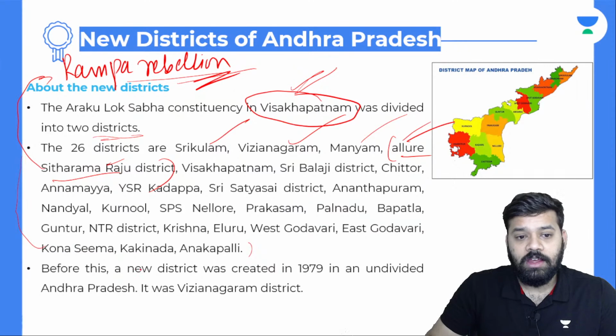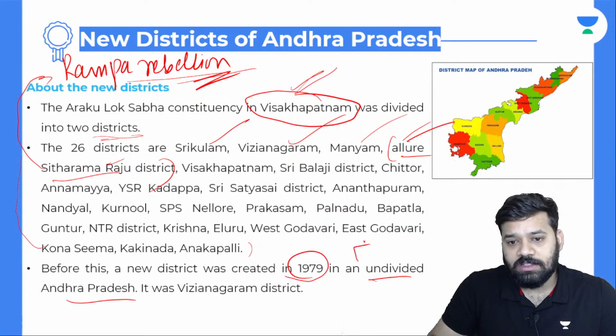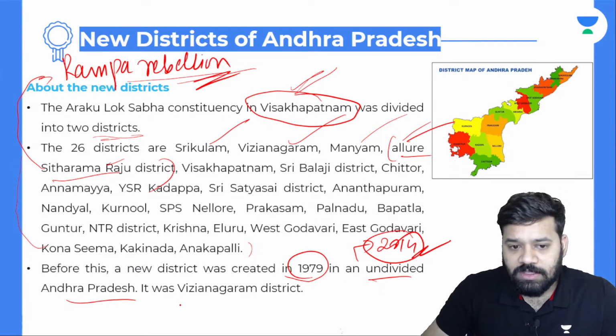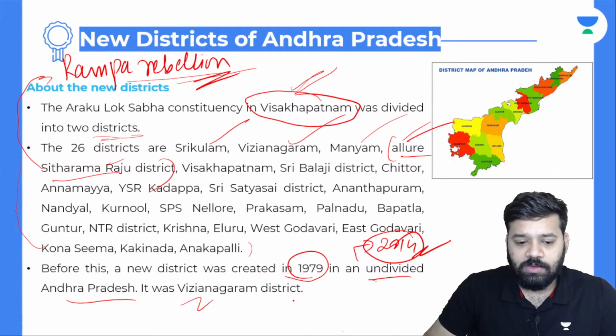Okay. Before this, a new district was created in 1979 in undivided Andhra Pradesh. Andhra Pradesh got divided in 2014 and Telangana was created. In 1979, Vizianagaram district was created. And about Vijayanagara, there is a long history with regard to the Vijayanagara Empire.